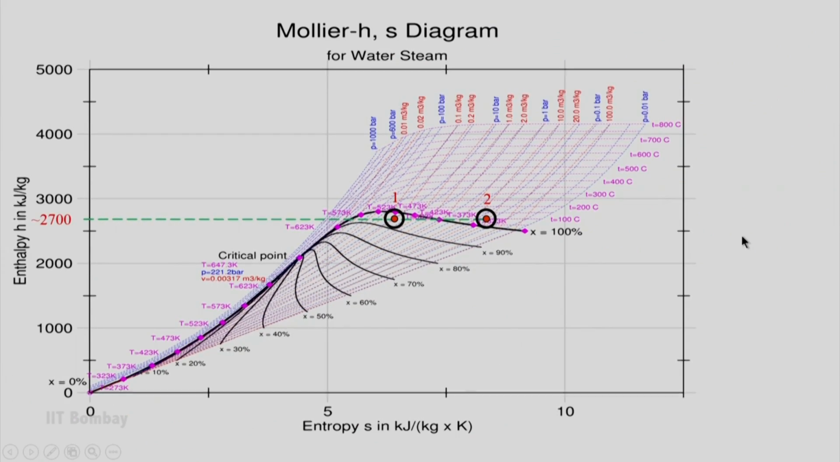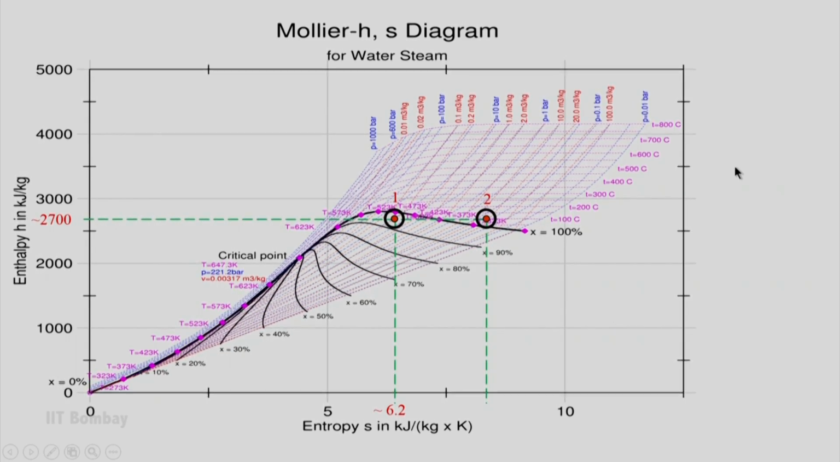If I just draw a vertical line, the enthalpy is 2700, and I get the entropy value at state 1, which could be around 6.5, and corresponding to point 2 I also get this value. So I can again come back to the calculation.